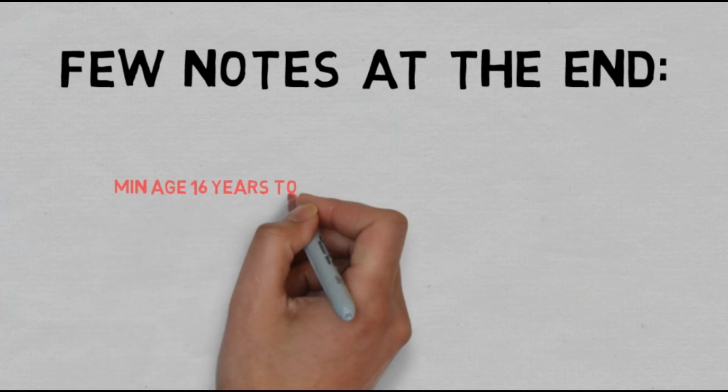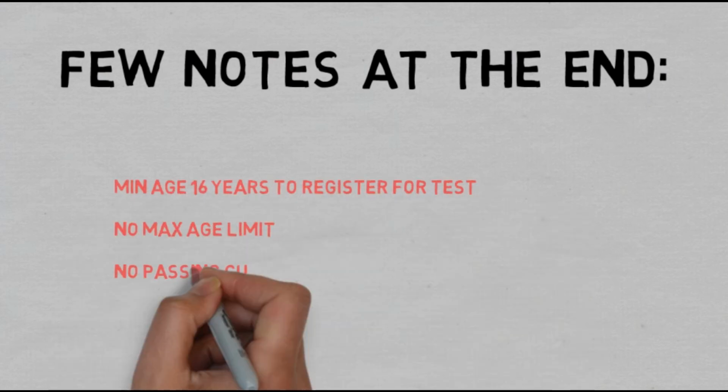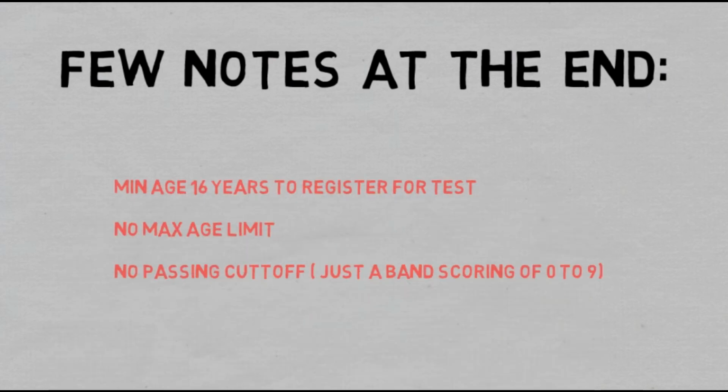A few notes at the end. The minimum age criteria for registering for the test is 16 years. There is no maximum age limit and there is no passing cutoff as well. You will just get a band score from 0 to 9, and depending upon the university you are applying for, there will be a minimum qualification cutoff.